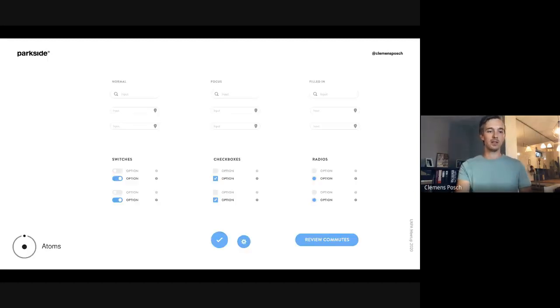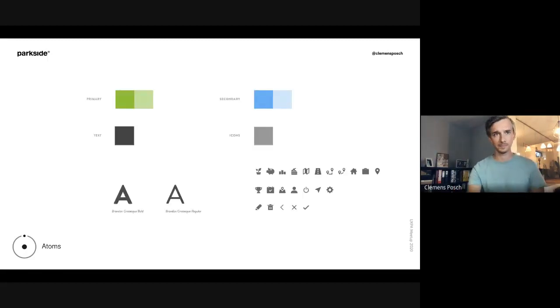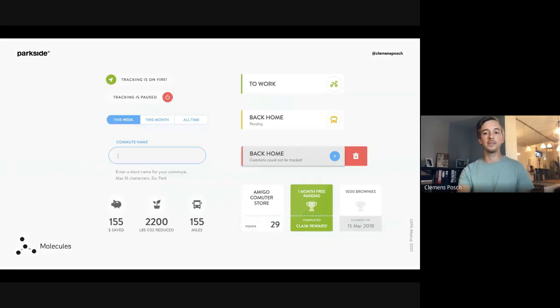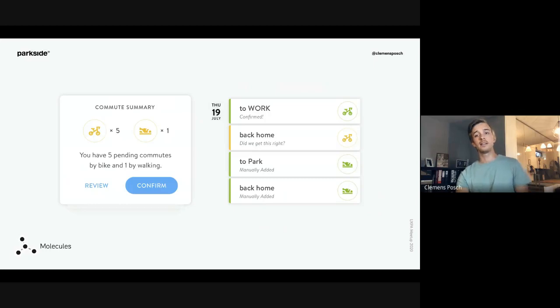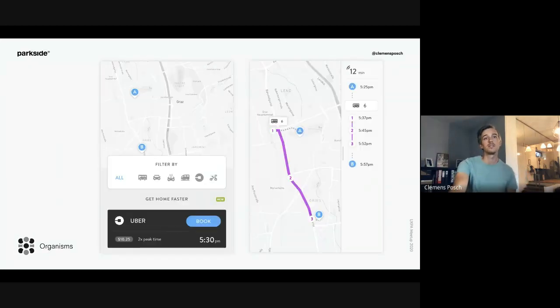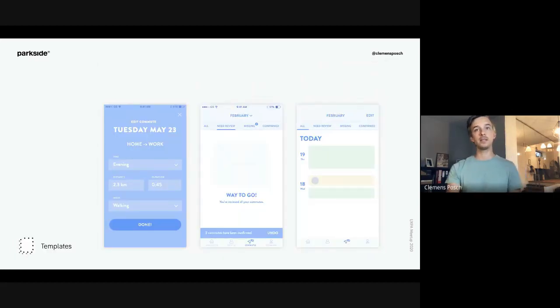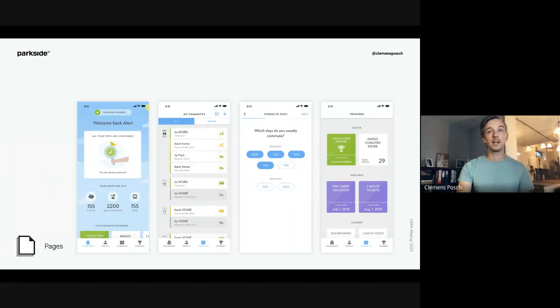And this is how it looks, for example. Atoms are the smallest building blocks of your designs, like switches, checkboxes, radios, some colors, text, and icons. If you put 2 or 3 of them together, suddenly they become molecules, like input fields or some smaller cards. If you put more of these together, then suddenly you have organisms, which are now integrated into something like a map. And if you place them in your templates, which are our wireframes, you end up with fully designed pages.